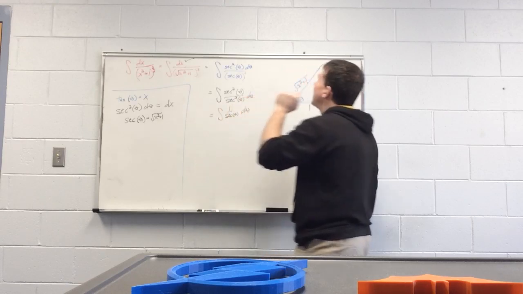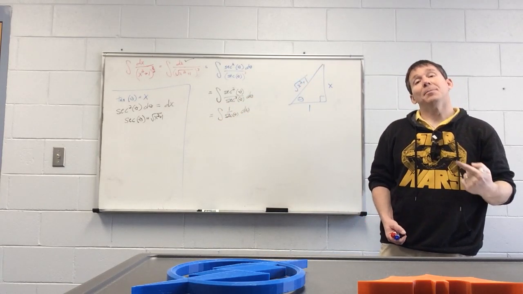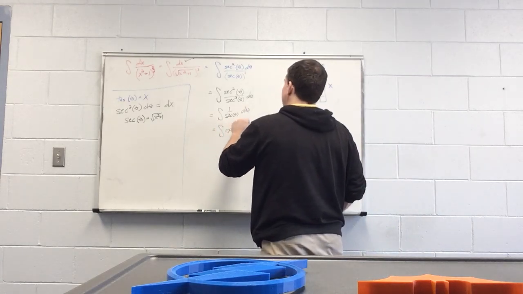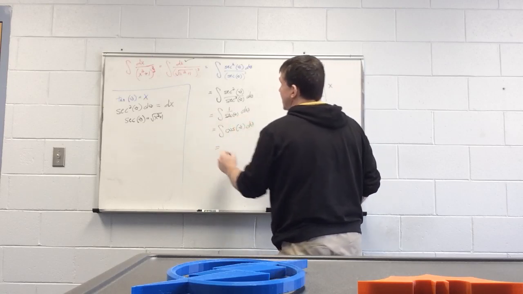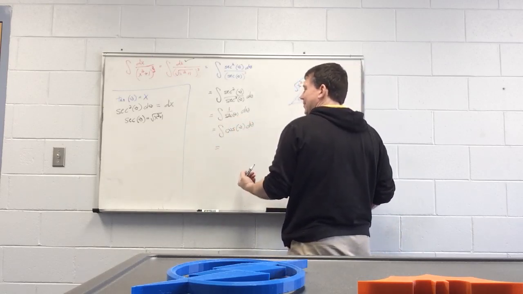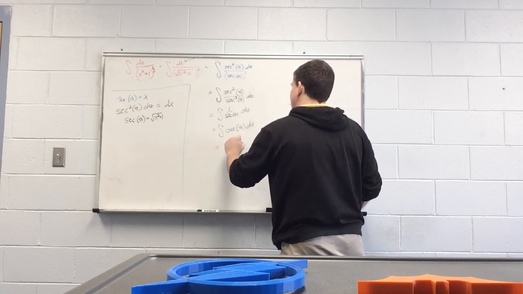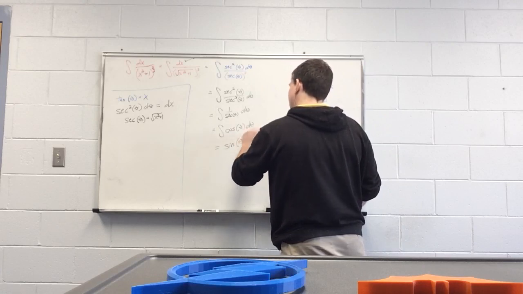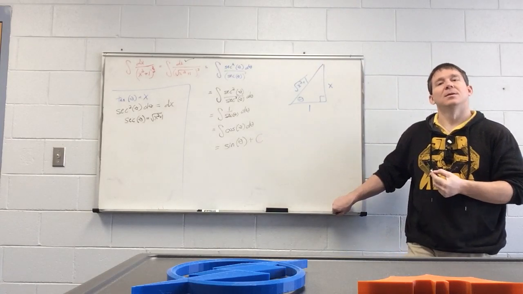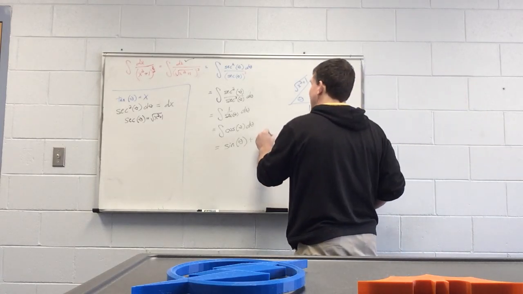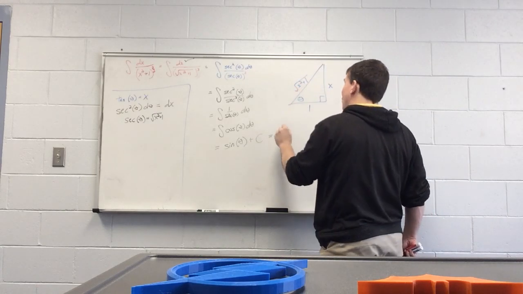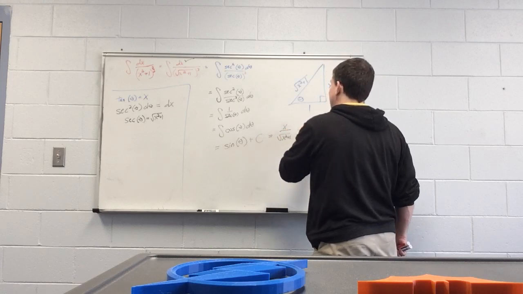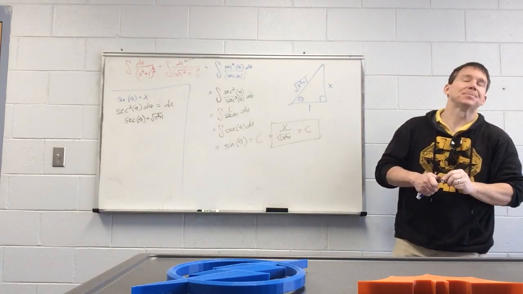1 over secant theta d theta, which we want to solve. Now 1 over secant is just the definition of cosine theta d theta, which is then, well, the antiderivative of cosine is sine theta plus c. Then I substitute back. Sine theta is opposite over hypotenuse, which is x over the square root of x squared plus 1, plus c. And there's my solution.